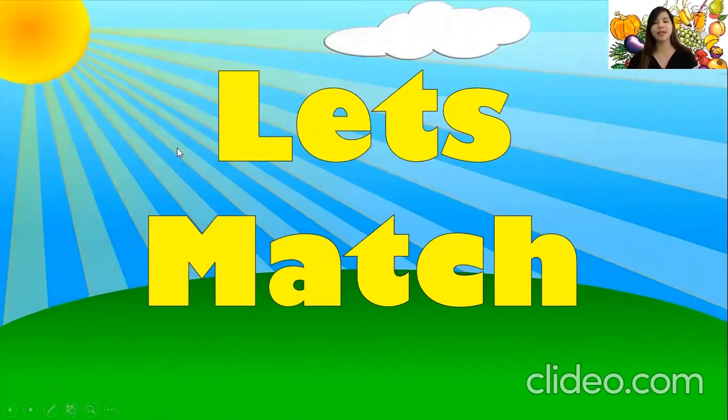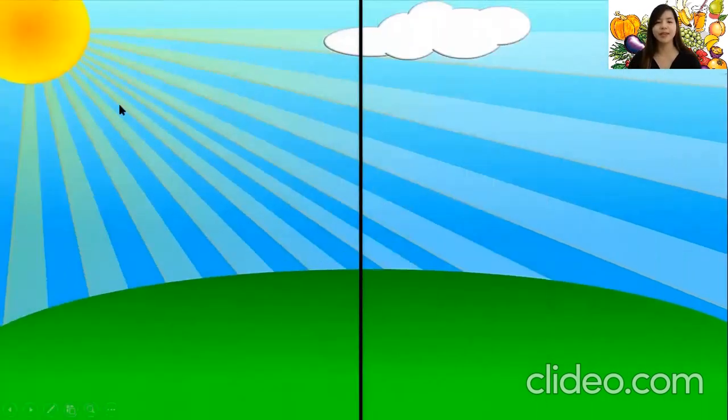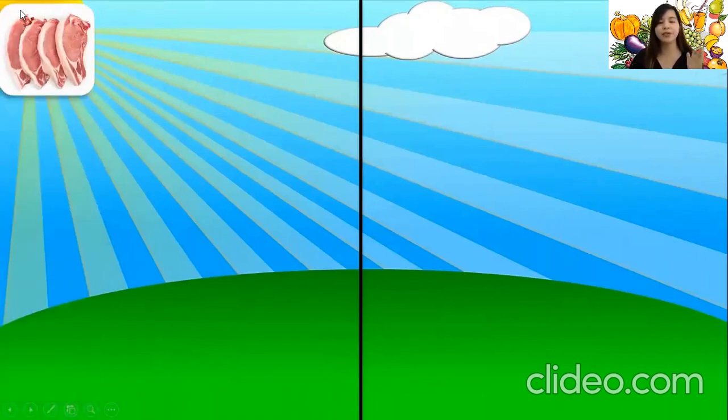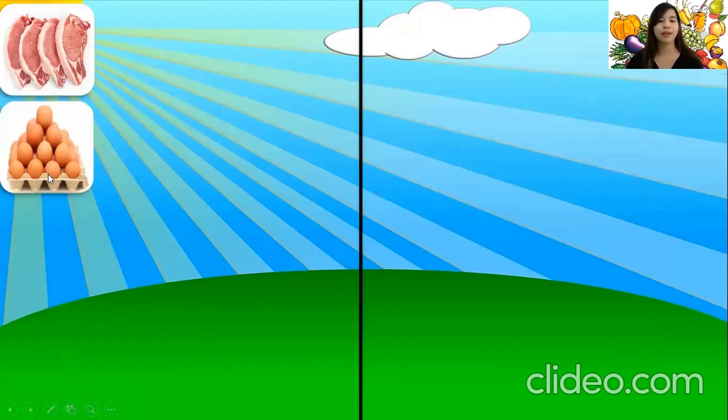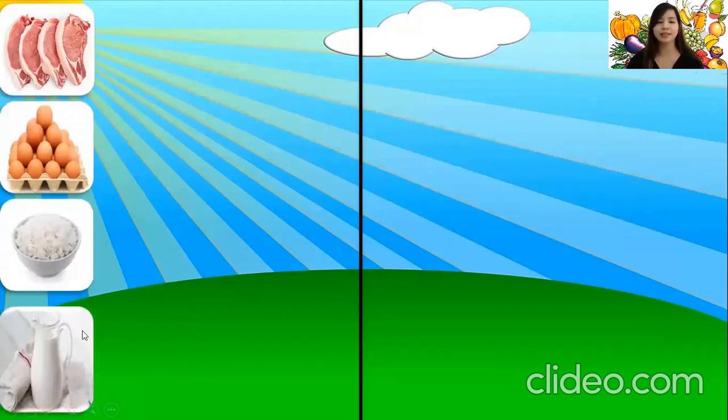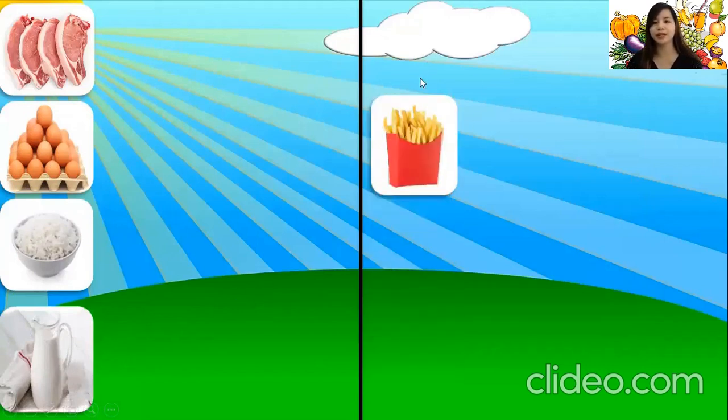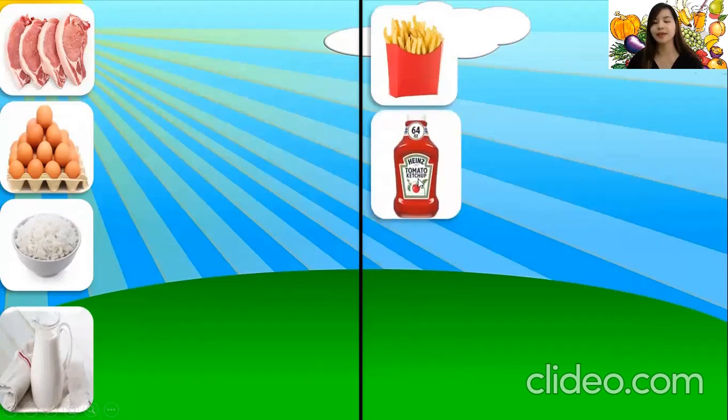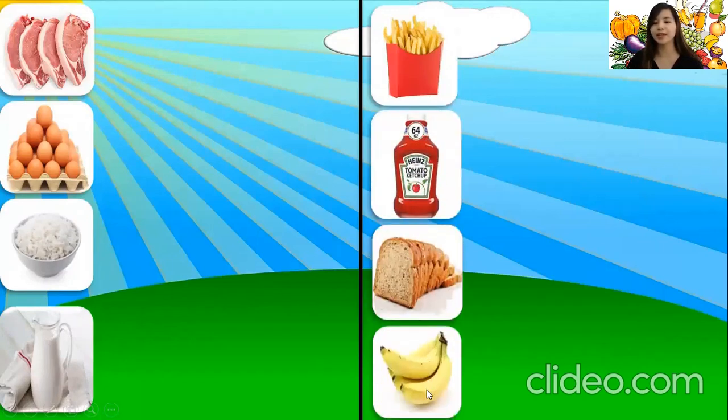So let's match now our activity. Okay, so let's have a short activity and we are going to match it. So here we have 2 tables, children, and on the left side, you can see the foods that we are eating. And on the right side, you can see where the foods come from. Here are the foods that we are eating: the pork, eggs, rice, and milk. And in this part, you can see the fries, tomato sauce, bread, and banana.